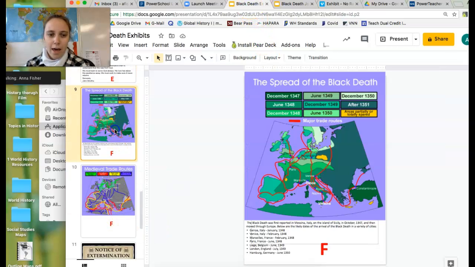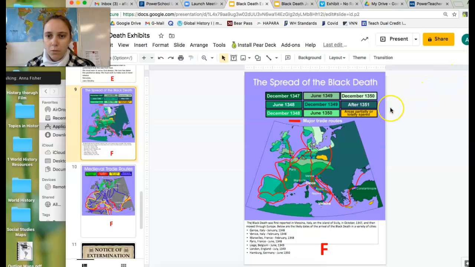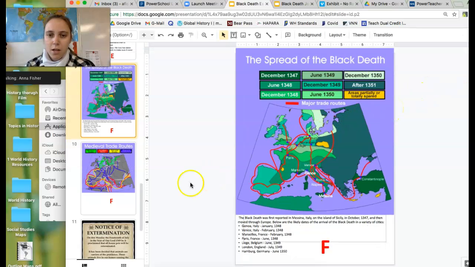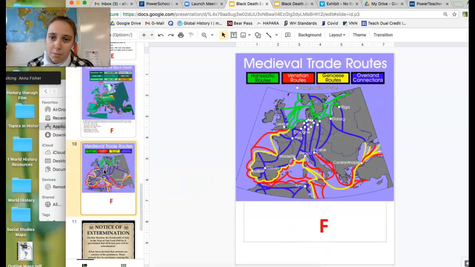Alright, so F is interesting. What we have here with letter F is first a map of the spread of the Black Death and a map of medieval travel routes.